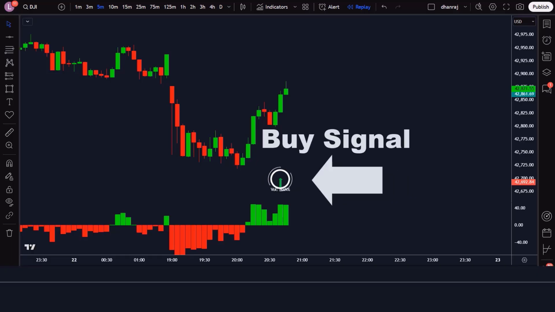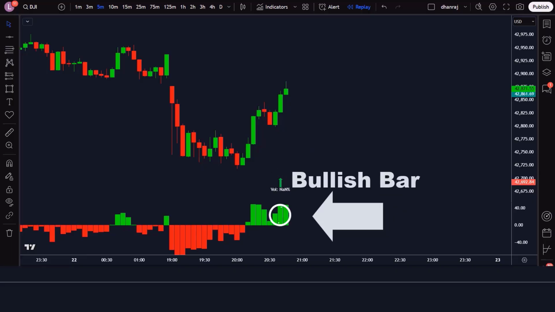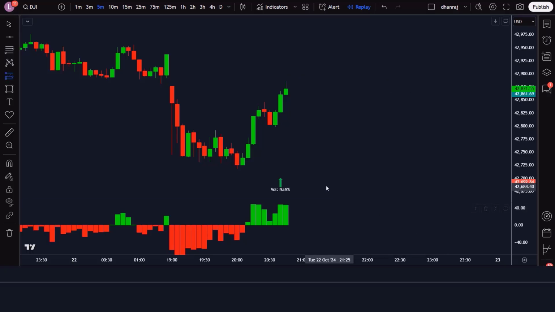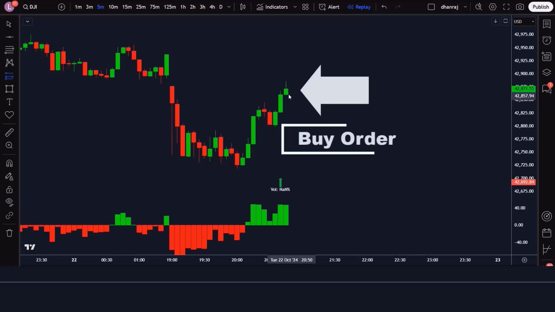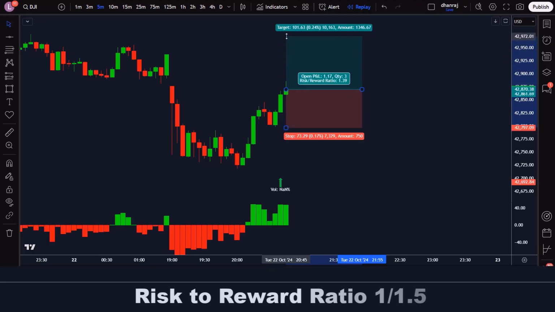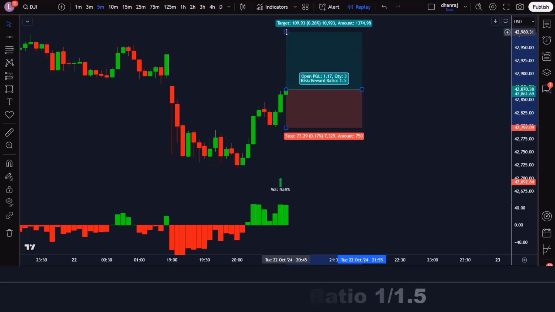Here the Super Trend Plus Relative Volume Indicator gives us a buy signal. Here the EMA Oscillator Indicator shows a bullish bar. Here the market has made a bullish candle to give confirmation. So all our conditions are being fulfilled, so we are placing an order to buy. Our stop loss is to be placed at the previous low of the market. And the risk-to-reward ratio will be 1:1.5.